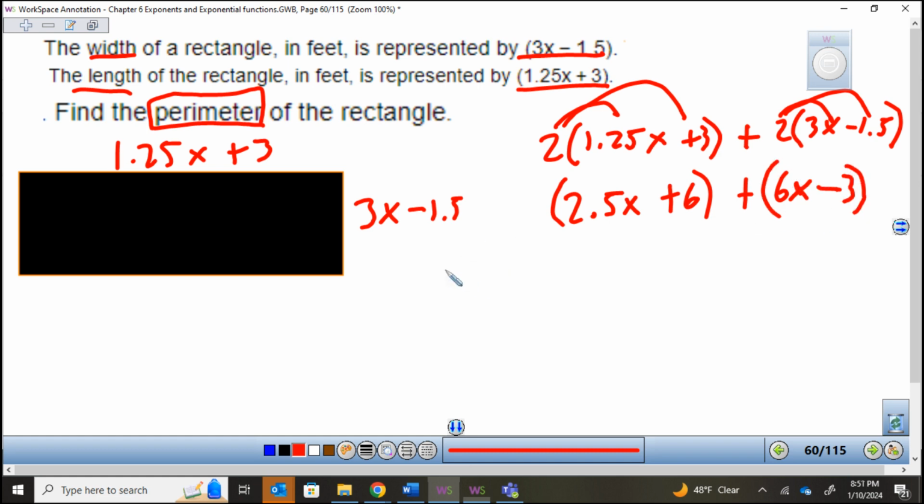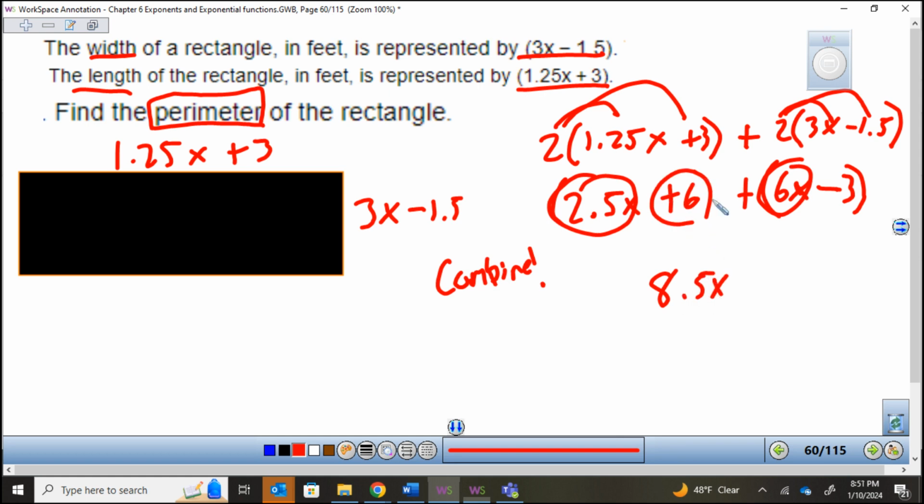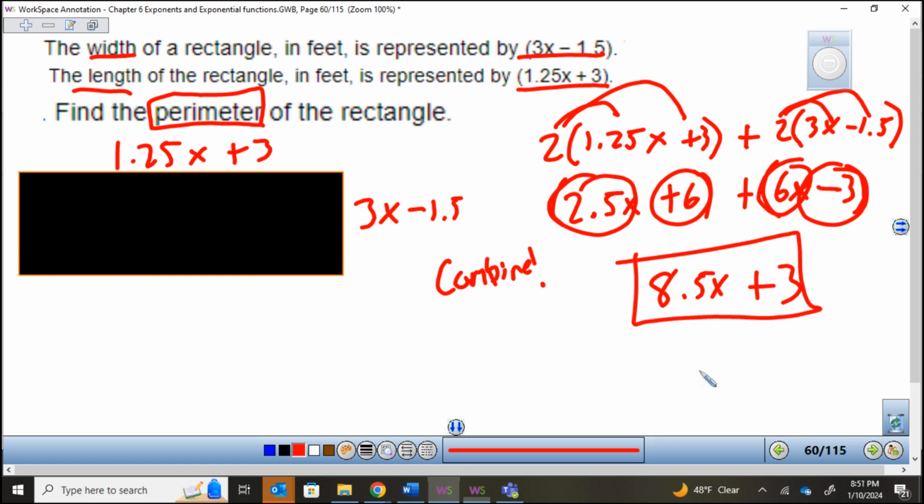Here we go. Now that we've got it set up in a format we're familiar with, we start adding these together. We're going to combine only the like terms, right? So we have a 2.5x and a 6x, which gives us 8.5x. Then we have a positive 6 and a negative 3 that we are adding together. Positive 6 plus negative 3 is going to give us positive 3. So the perimeter of this rectangle is 8.5x plus 3.